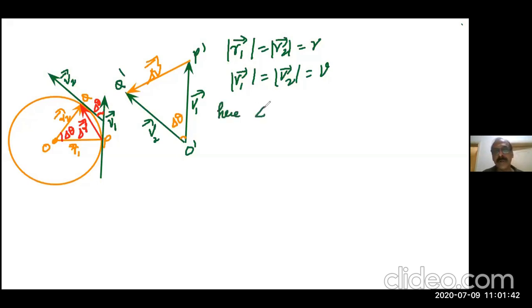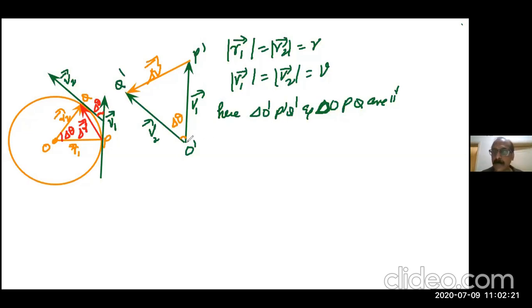Here, triangle O dash P dash Q dash and triangle OPQ are similar triangles. There's a proof for that, we don't need it. That's a very lengthy way. Just understand they are similar triangles. If you want to prove it, there is another method you have to bring. But anyway, it's clear that they will be similar triangles.